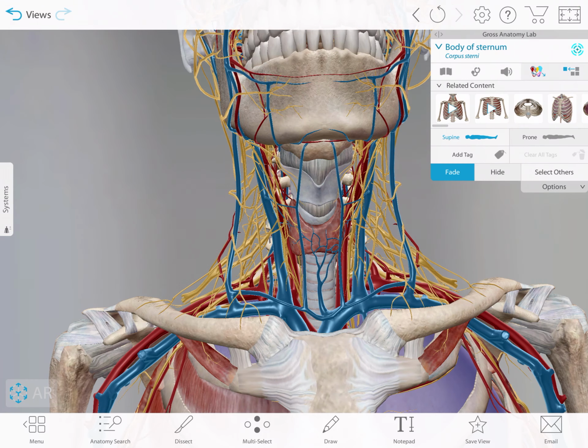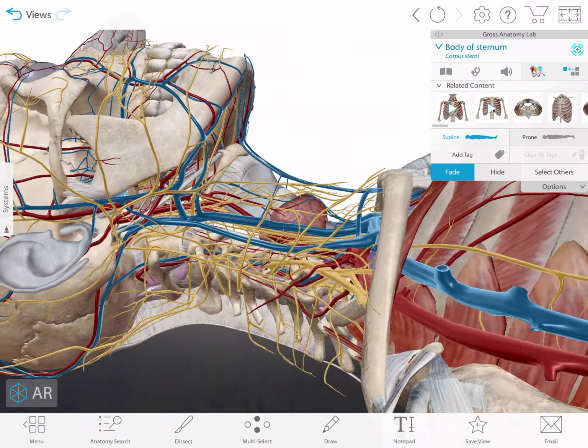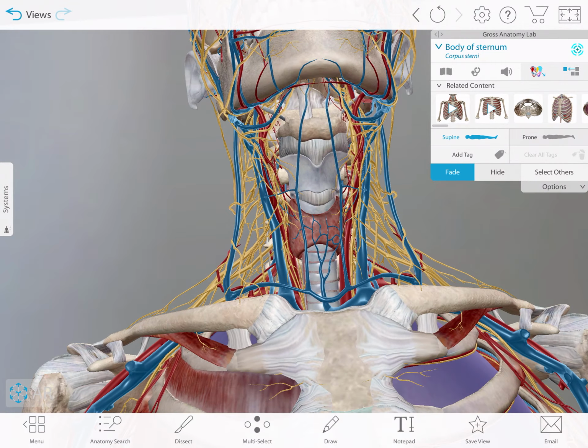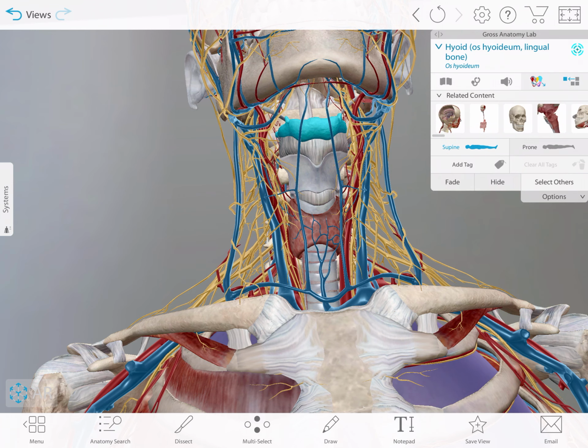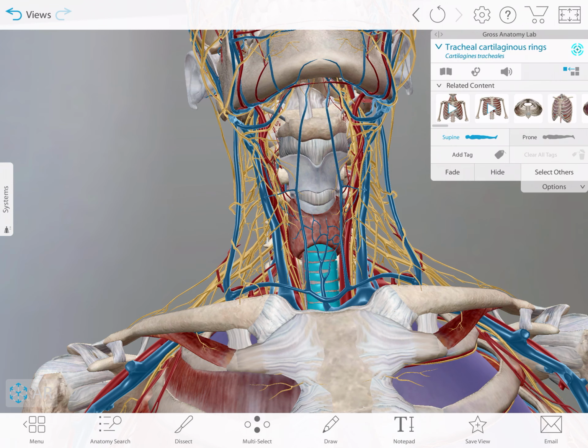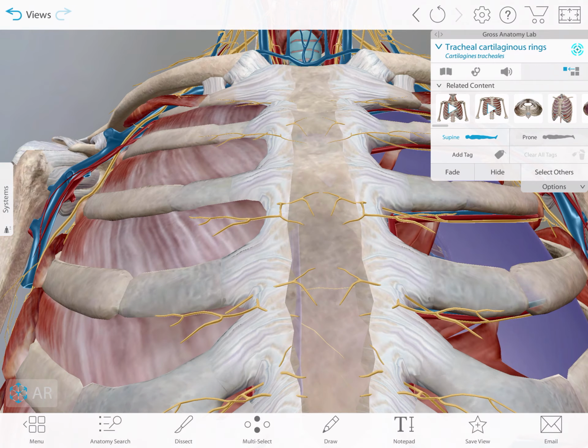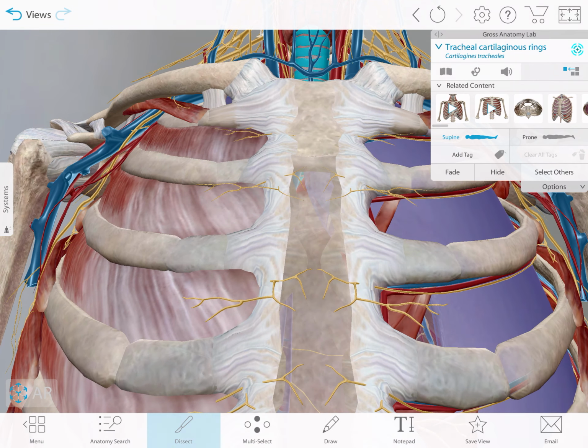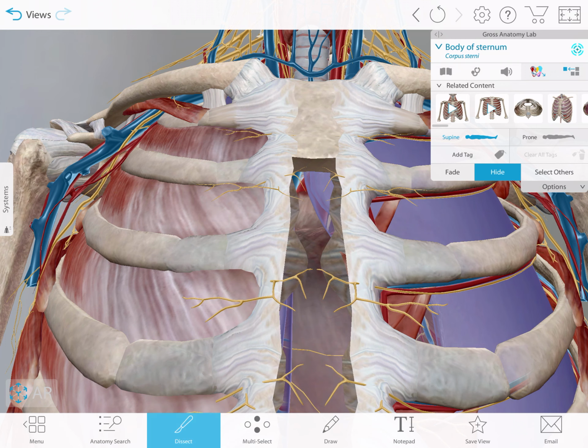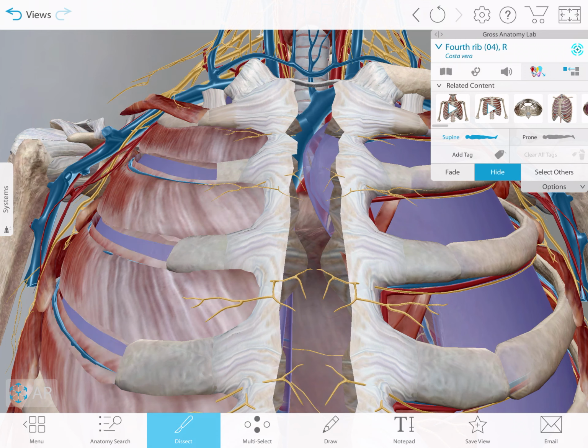Let's go ahead and do a little bit of a dissection of the respiratory system. We can start off here by identifying the larynx. We have the hyoid bone above that and the trachea right here. If we go like this and look at the sternum, let's go ahead and start removing items. So we'll remove the sternum, we'll remove the ribs along here.